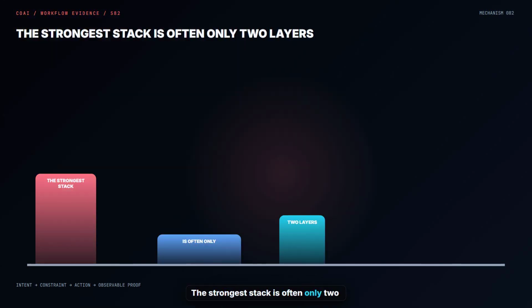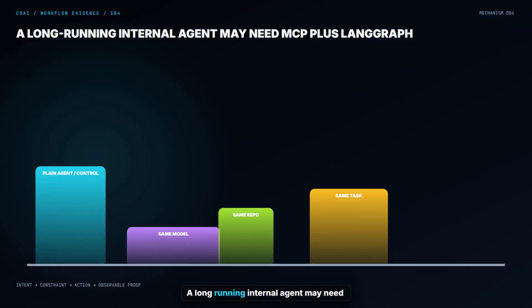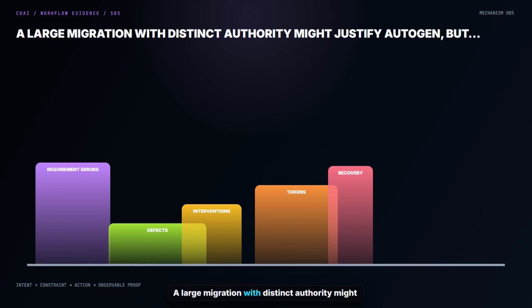The strongest stack is often only 2 layers. A small team with unclear requirements may need Spec Kit plus Superpowers. A long-running internal agent may need MCP plus LangGraph. A large migration with distinct authority might justify AutoGen, but only after the single-agent version exposes a real coordination limit.